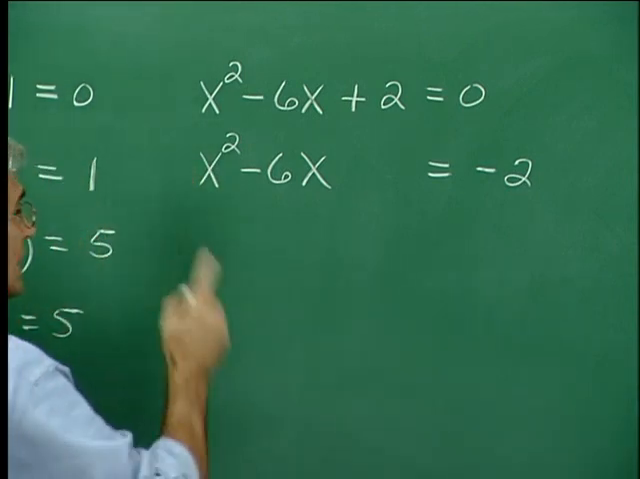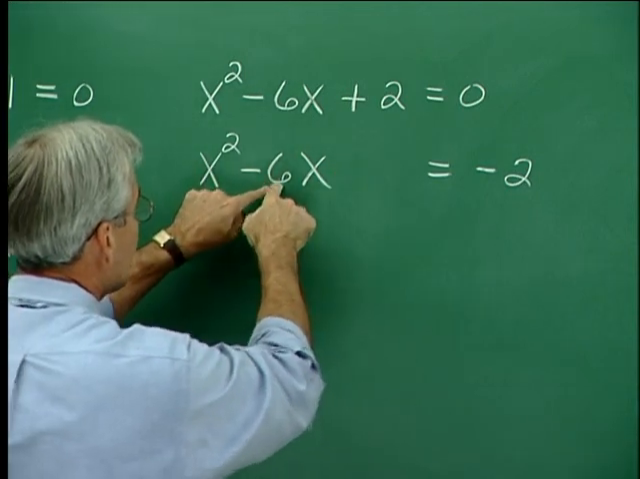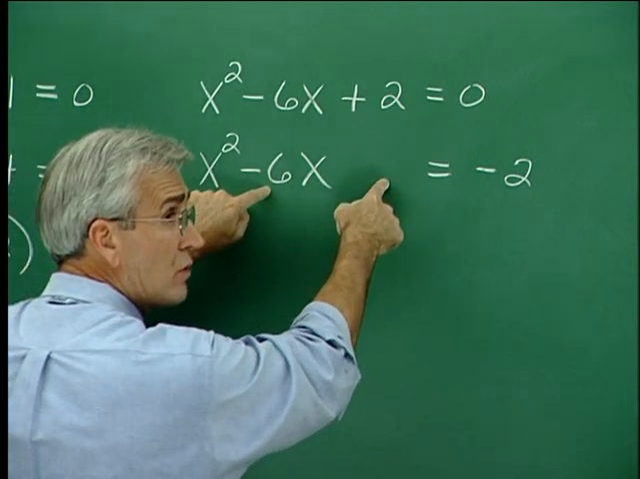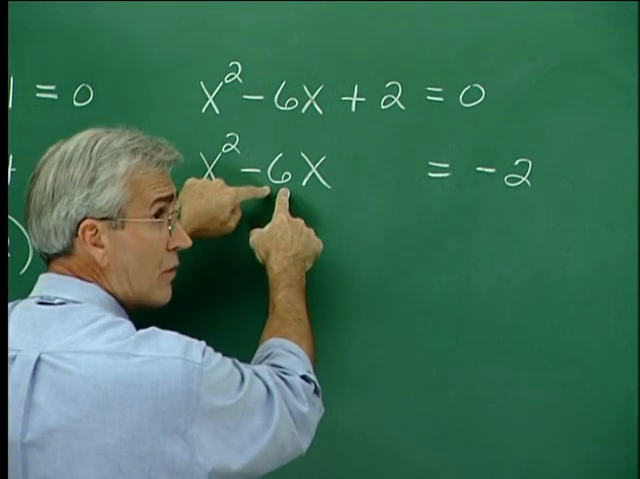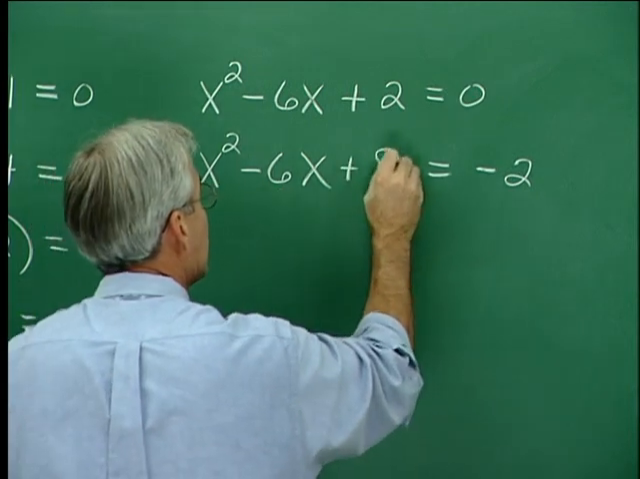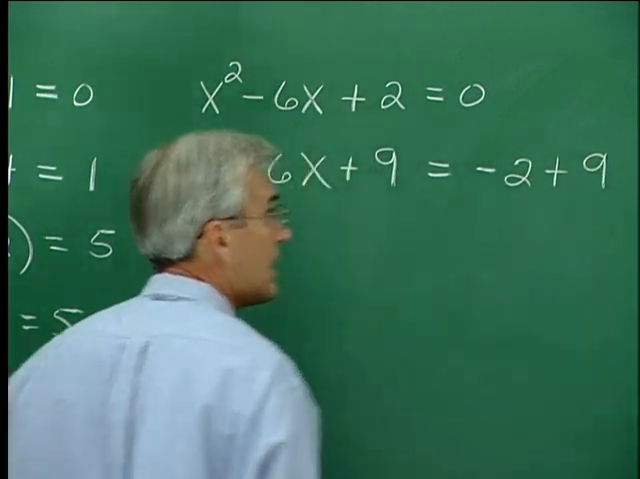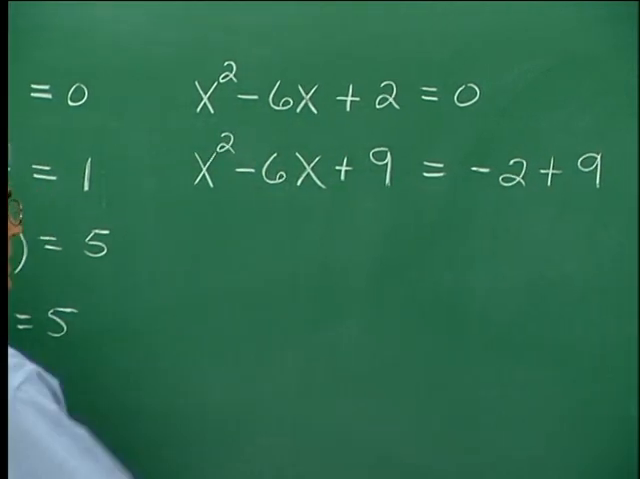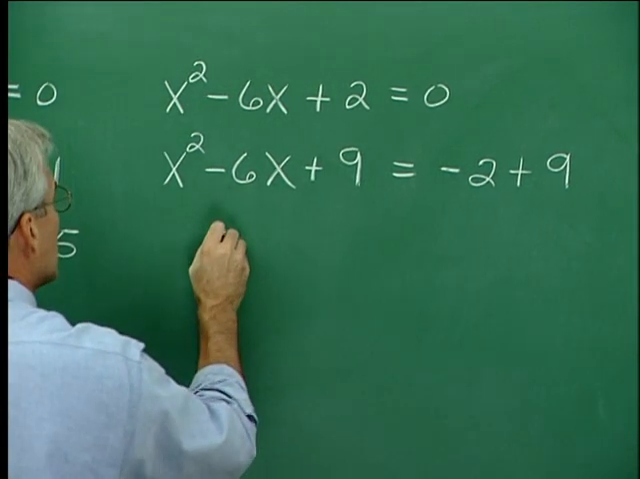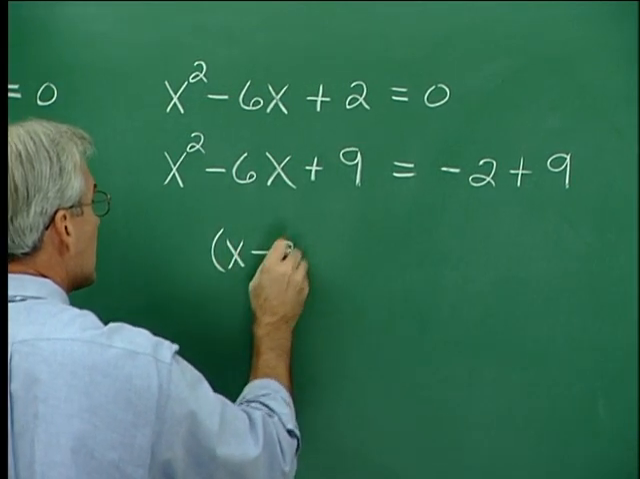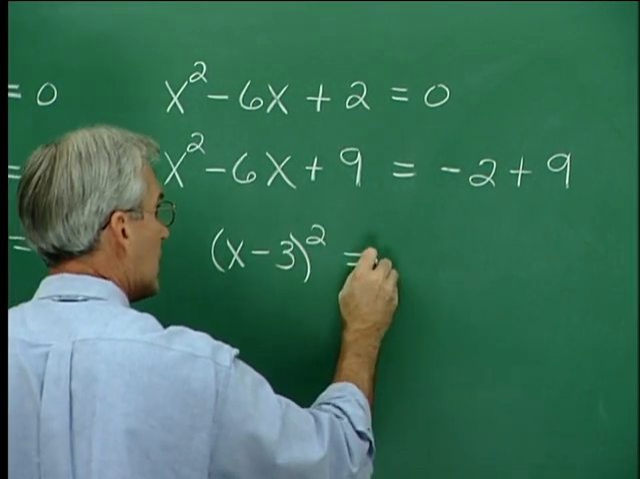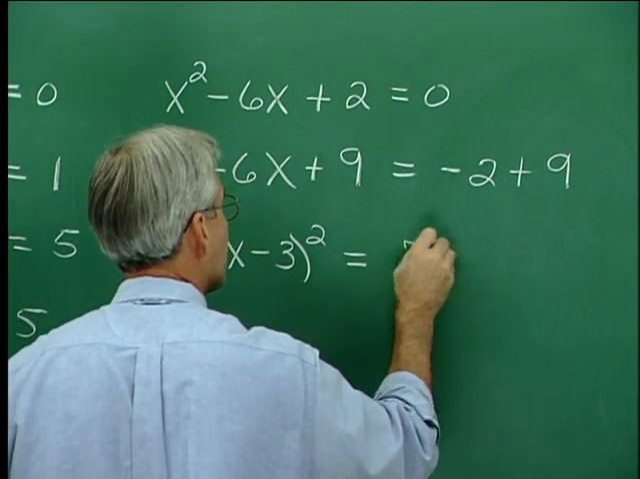And now we complete the square by taking half of this and squaring it and putting the result right here. Half of 6 is 3. 3 squared is 9. I'm adding 9 here, but if I add 9 on the left, I have to add 9 on the right in order to maintain the balance in the equation. Factoring here, this becomes (x - 3) squared. Negative 2 with 9 is 7, and away we go.